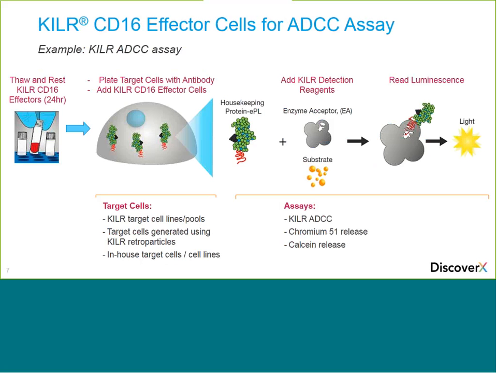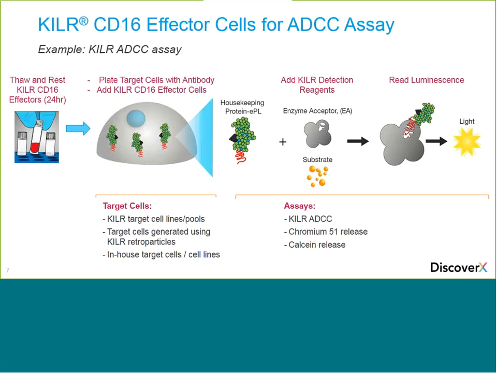And then you plate your target cells that are, in this case, expressing a reporter protein that's labeled with our beta-gal tag, which is called PL. And you incubate those target cells with your antibody, and then add your KILR effector cells. When the KILR effector cells bind to the antibody and induce killing, that releases our reporter protein that is tagged with our beta-gal fragment EPL. And that's released into the medium.